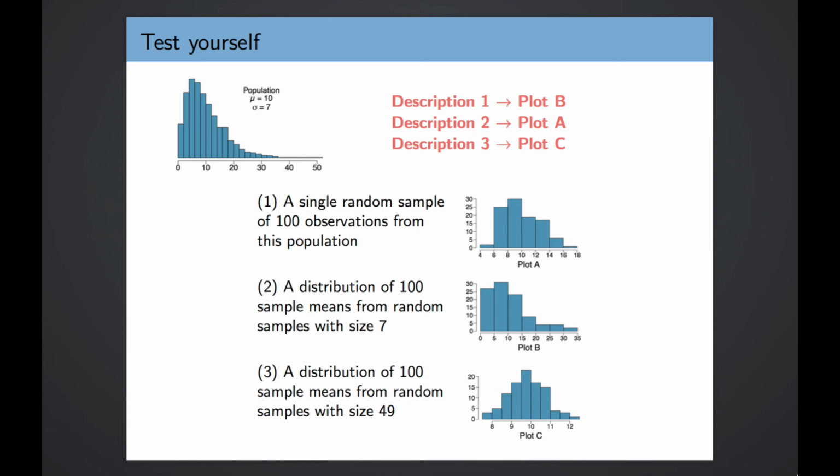The final description is a distribution of 100 sample means from random samples with size 49. So in this case, pretty decent sized random samples. And that's going to be associated with plot C. This is a distribution of sample means that is more or less normal. And that's because the samples that we are drawing from the population are of a decent enough size that the central limit theorem is really going to kick in, and we're going to get this distribution of sample means that is more or less normal.